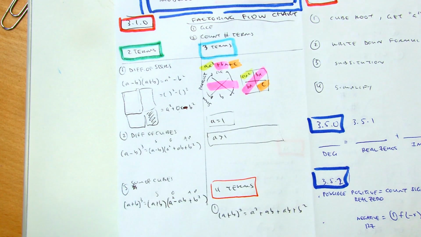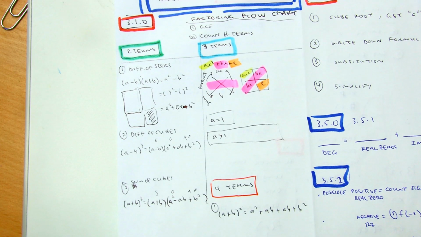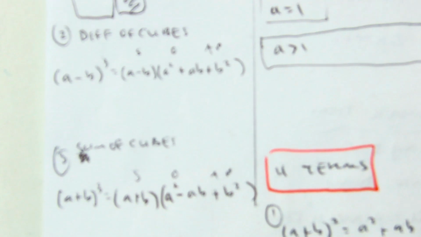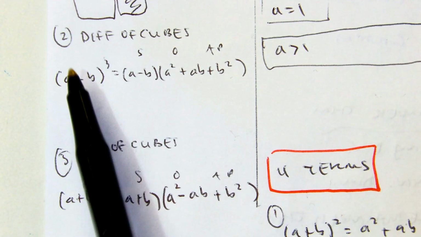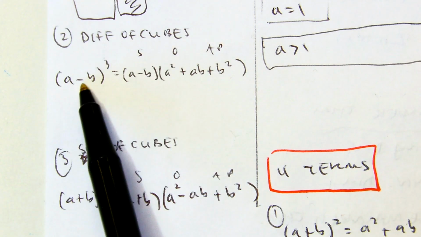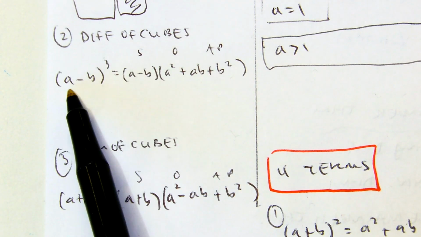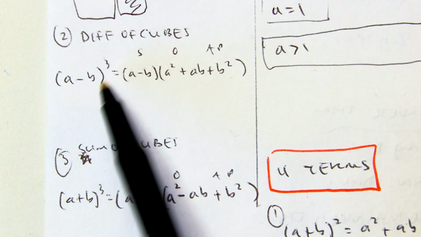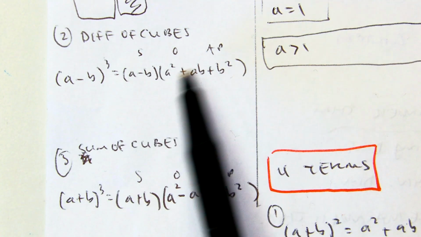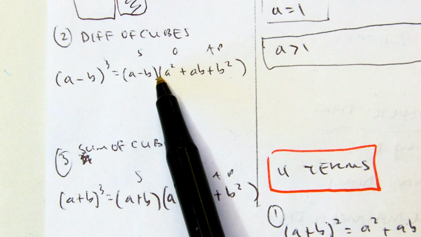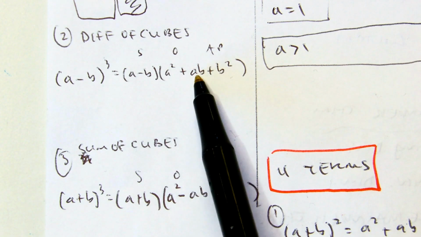If you have 2 terms, it also might be something called, give it a second, difference of cubes. Sum and difference of cubes. A minus b to the 3rd power. Once you find your a value and your b value, you substitute it in here, inside parentheses. A minus b, a squared plus ab plus b squared.